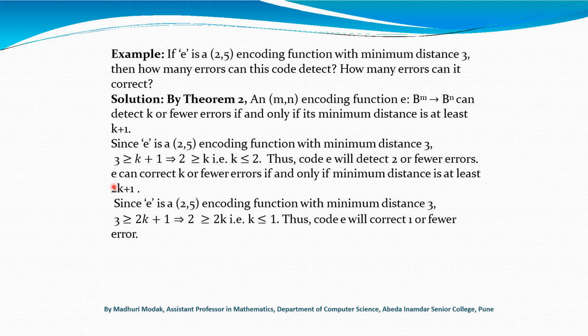Now E can correct k or fewer errors if and only if the minimum distance is at least 2k plus 1. Now the minimum distance is given as 3. So 3 is greater than or equal to 2k plus 1. Solving, we get 2k plus 1 is less than or equal to 3. That is, 2k is less than or equal to 2, so k is less than or equal to 1. So the code will correct 1 or fewer errors.